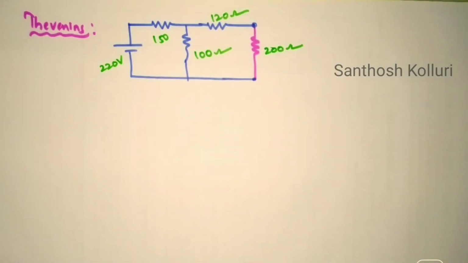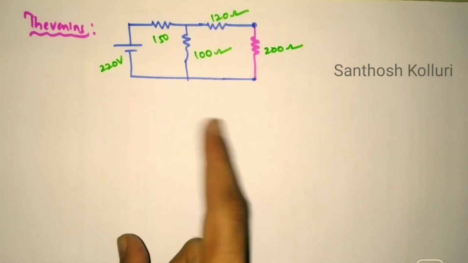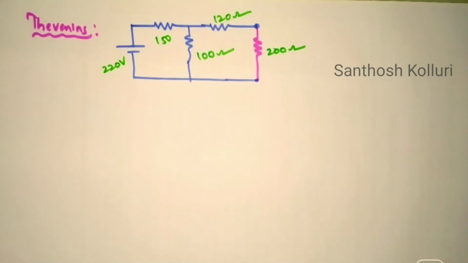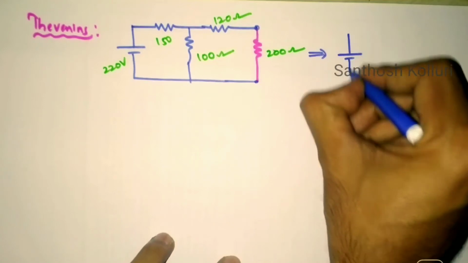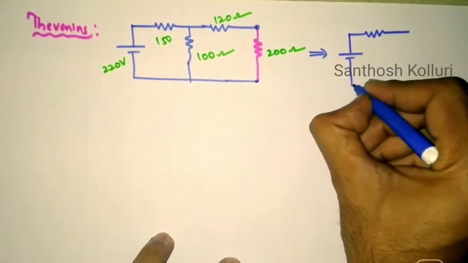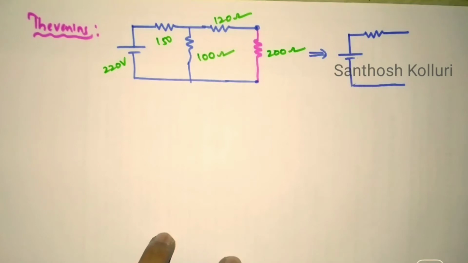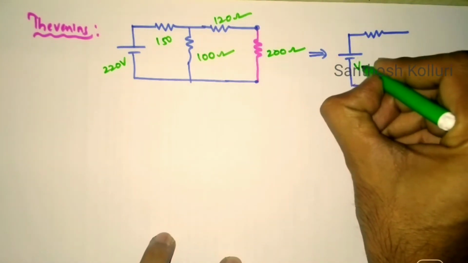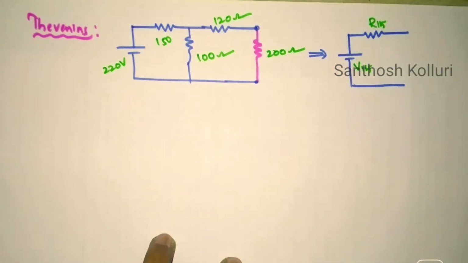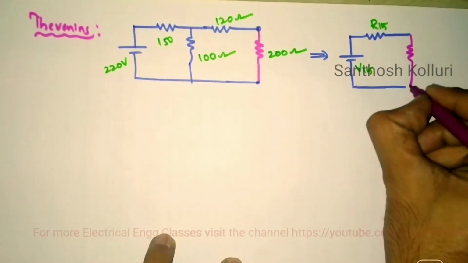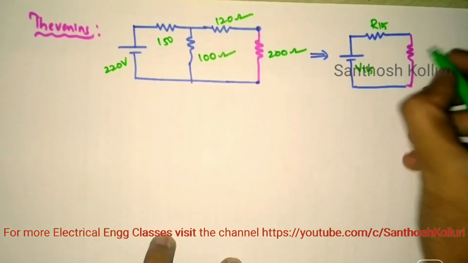So here the Thevenin's theorem statement is nothing but: a linear bilateral network consisting of a number of voltage sources and resistances can be expressed with a single voltage source in series with a resistor. That resistor is nothing but its internal resistor. So this entire circuit can be represented with a single voltage source in series with the resistor. So this is R Thevenin and this is Thevenin's voltage, and across this the load is connected.